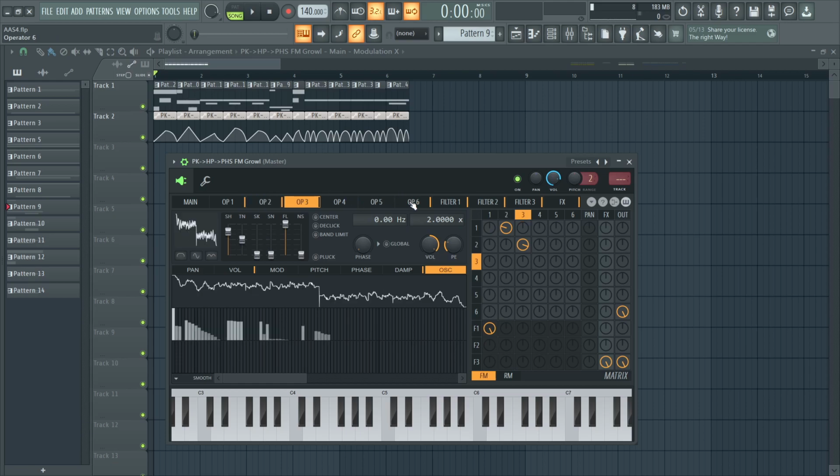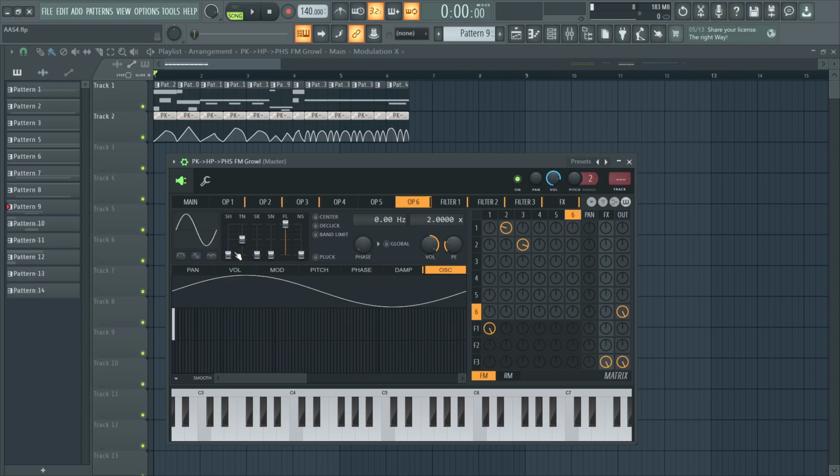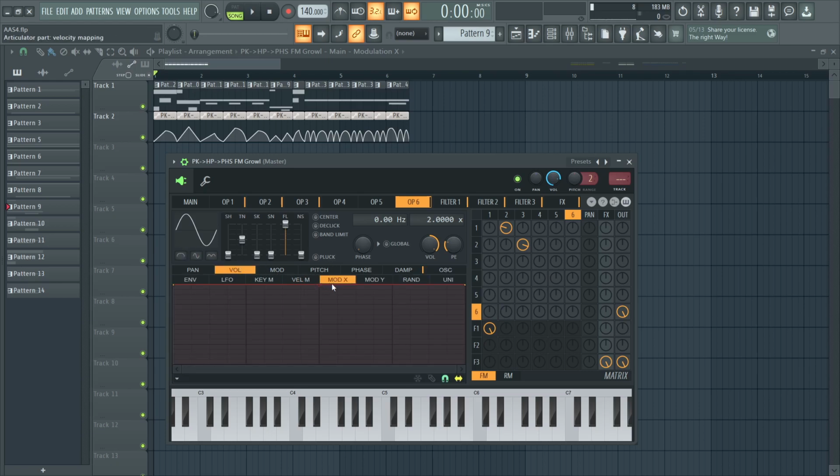That's that. And operator 6 is just a sub. It's not even being routed to volume this time. Sometimes I choose to do that, sometimes I don't.